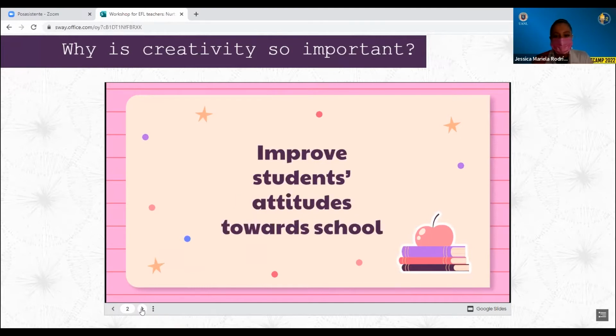Also, we can improve our students' attitudes towards school, because sometimes school may be kind of predictable, right? You know that you go to school, the teacher does this, and then he or she does that, and then we have an exam, and then we have teamwork. But when you have these kinds of activities related to creativity, they don't know what's going to happen, and that makes the class more exciting, because they are expecting something interesting, something fun, and they start liking school.